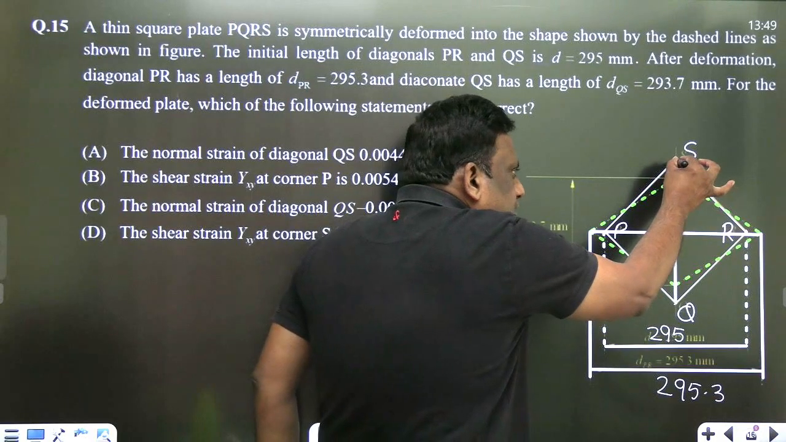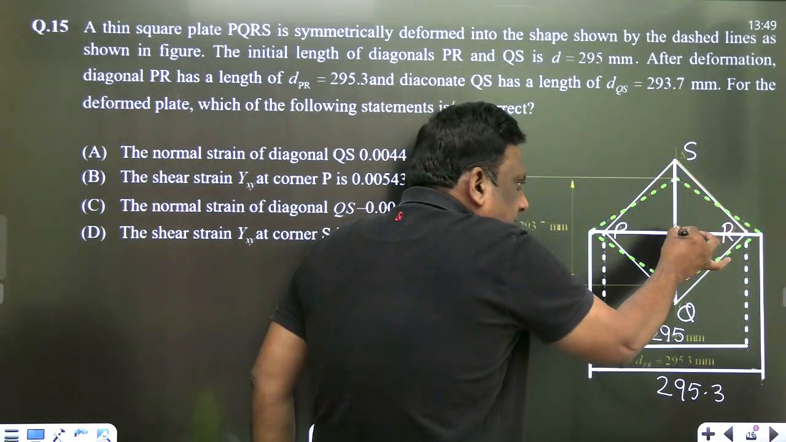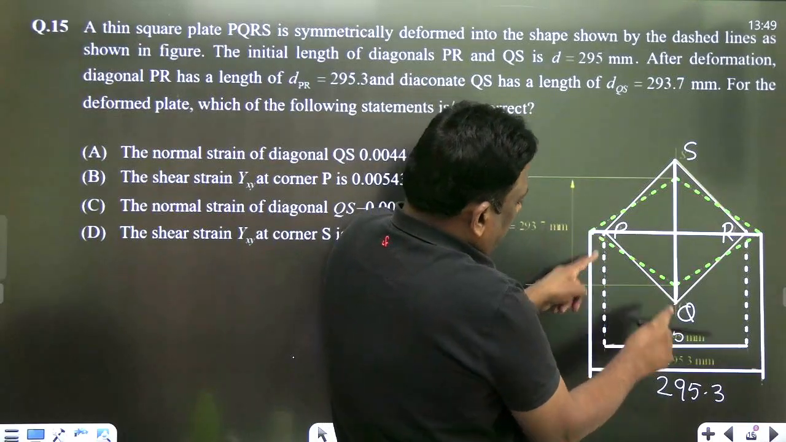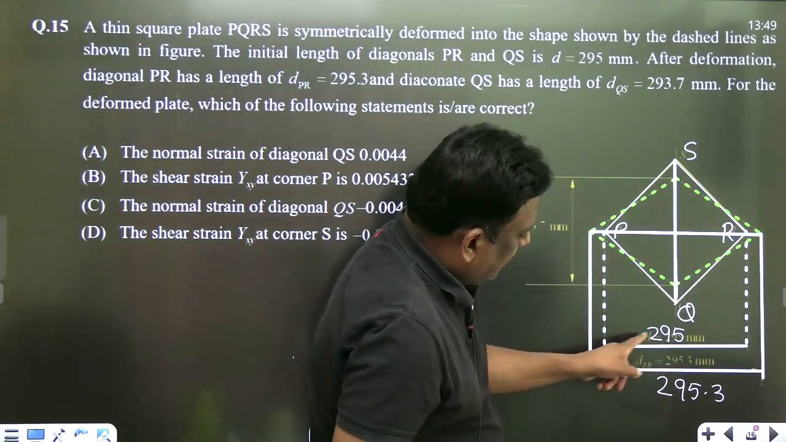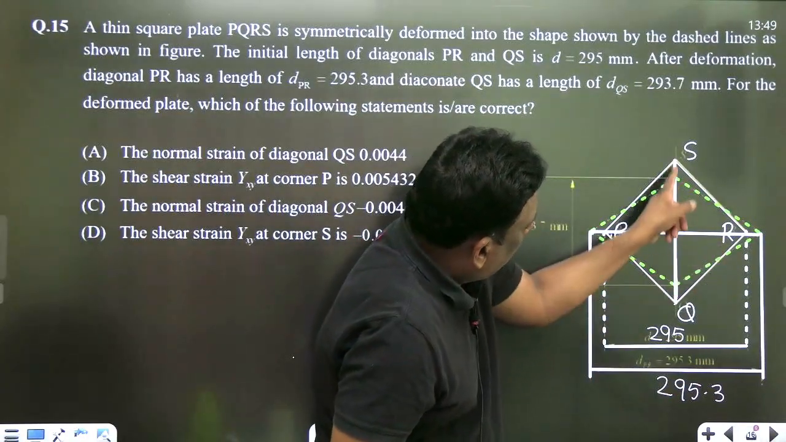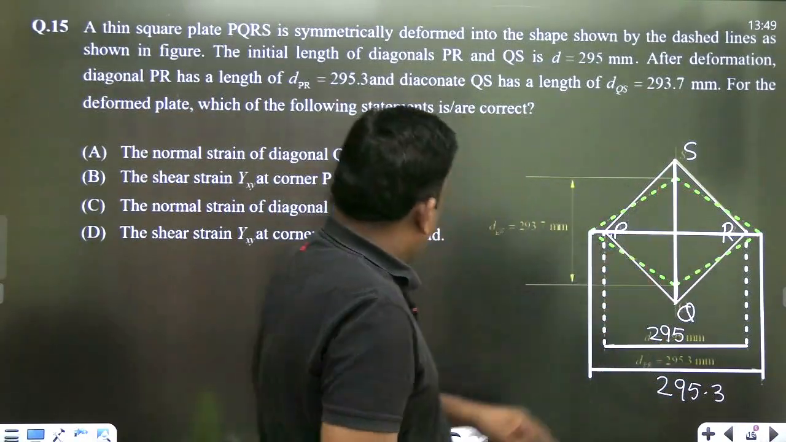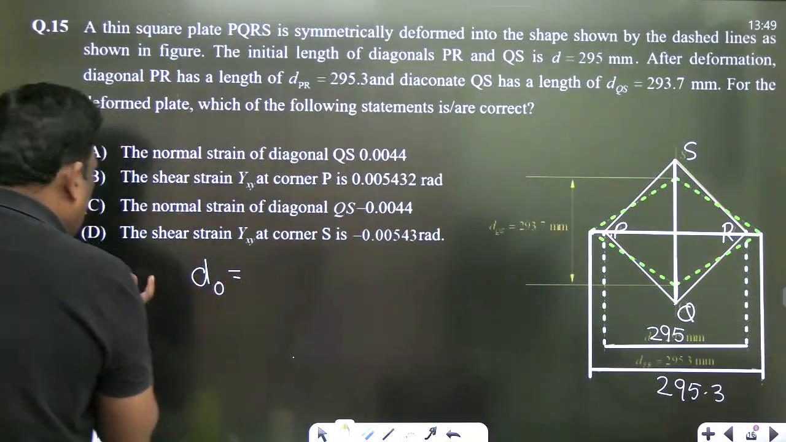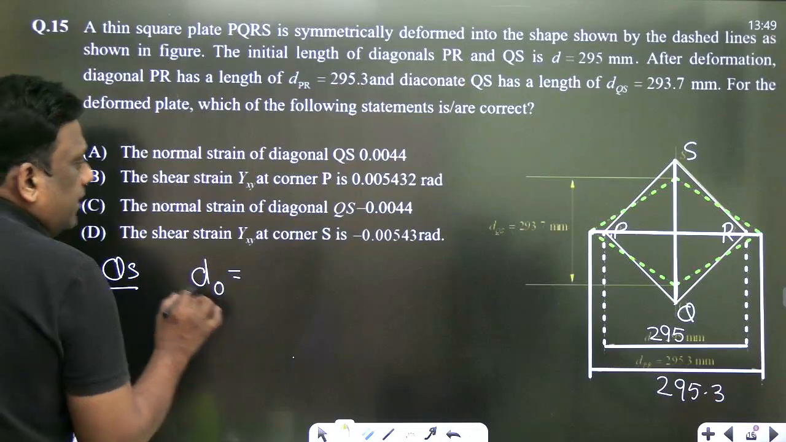What is the original length of this QS? The diagonal will be the same. Originally that was the length of the diagonal. Look here. Originally this diagonal, whether it is the horizontal diagonal or the vertical diagonal, will be the same. See the original length of QS. I am talking about QS, sir. What is the original length?